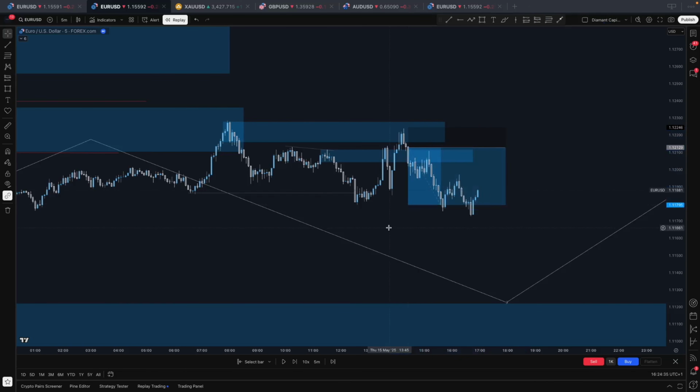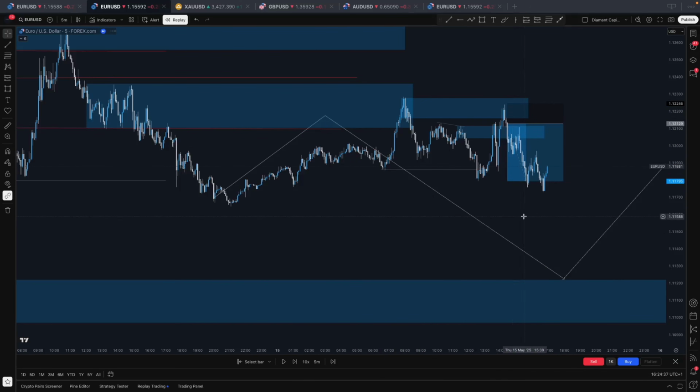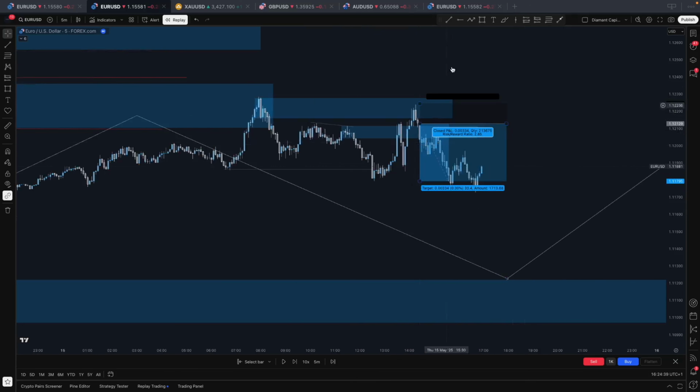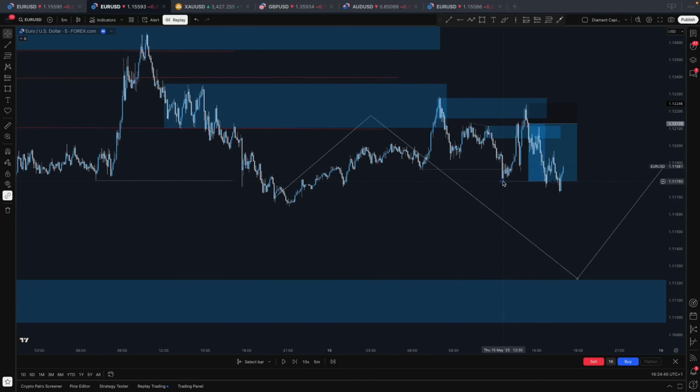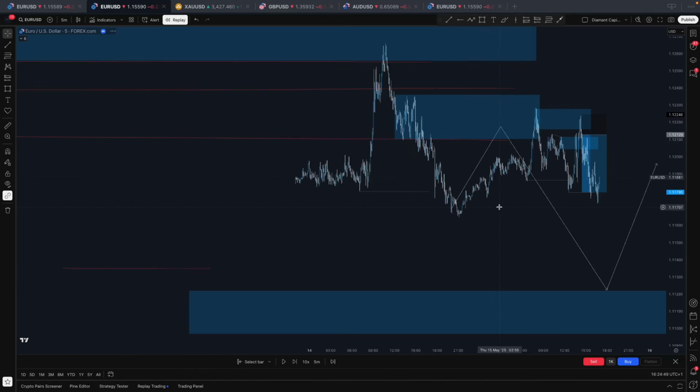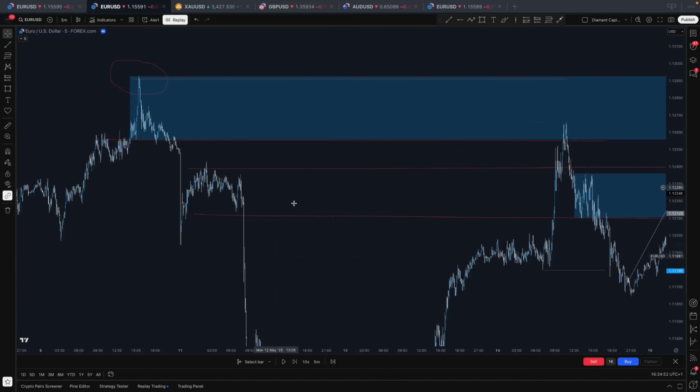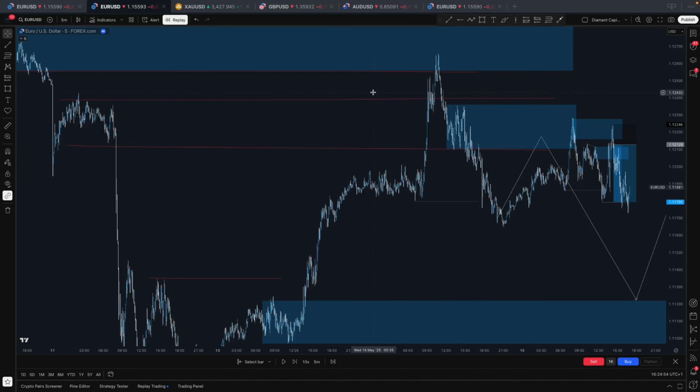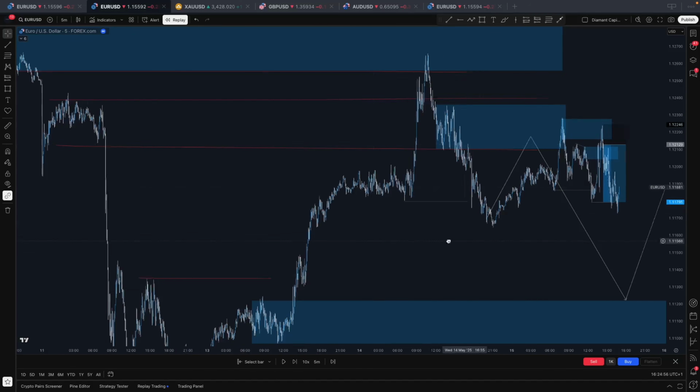Where do you aim for is going to be the main question. Well, if we're working with all of this internal structure, what we really want to be looking at is the internal low. This is exactly it. Now, this is going to be one of the safest points that you could actually aim for because we've got the high time frame on our bias over here. So we know that we're going to be moving to the downside.